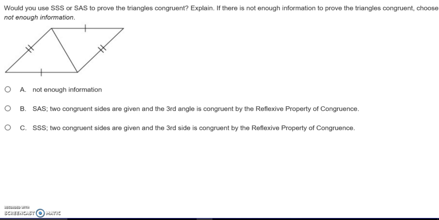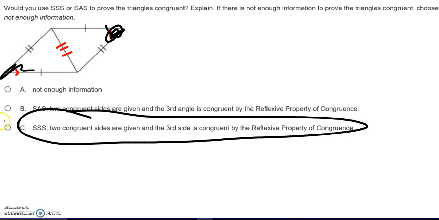Okay, would you use side-side-side or side-angle-side to prove these were congruent? All I would need here is either the included angle, or I need to know the third side is congruent. So which one can I prove congruent? Well, I have no information about the relationship between those angles, so I have no idea if they're congruent. But this line I do know is congruent to itself by the reflexive property. So I can use side-side-side, proving the third side is congruent by the reflexive property of congruence, because it is the same line shared by both triangles.